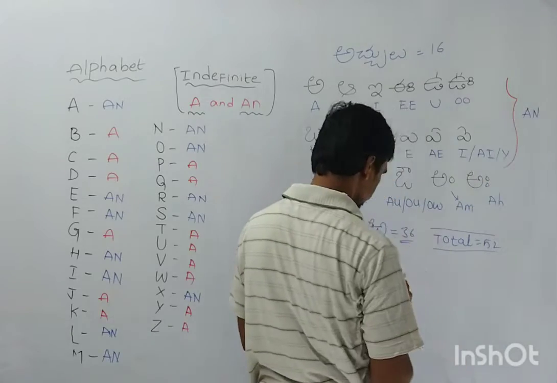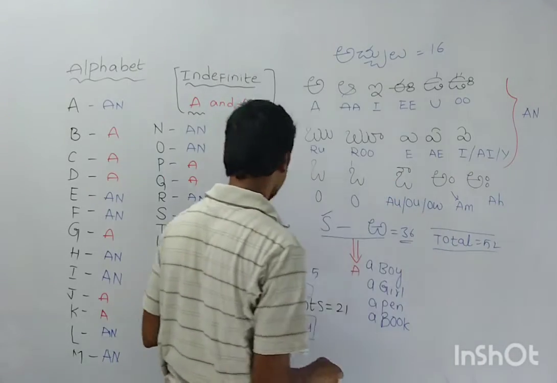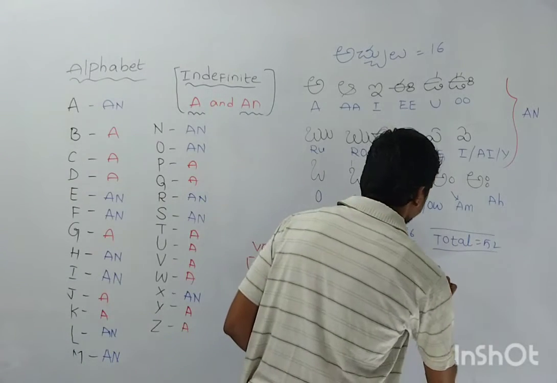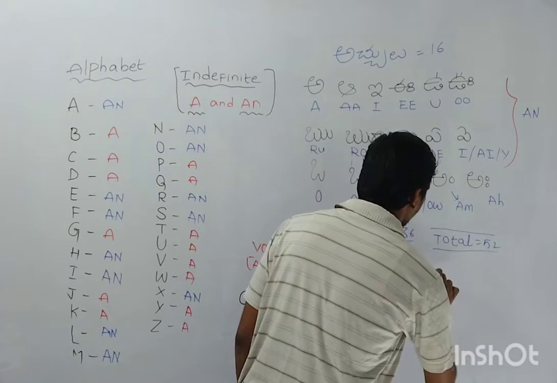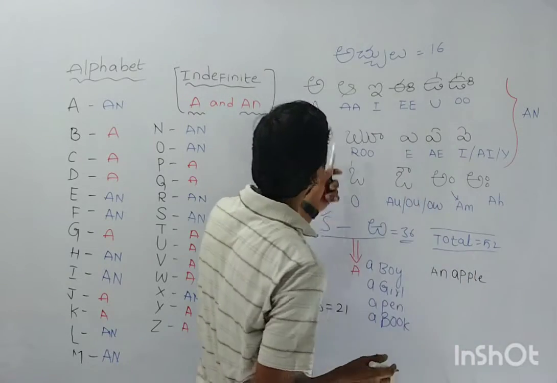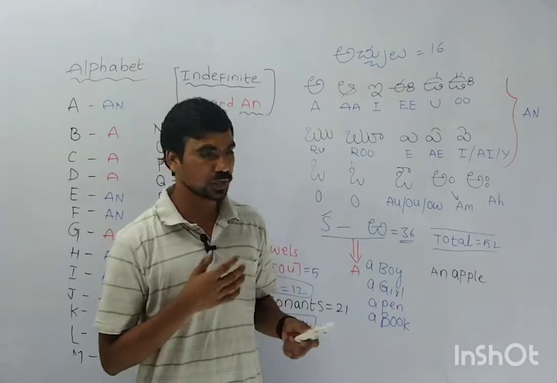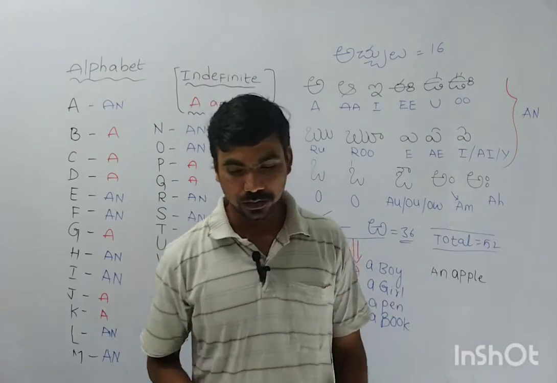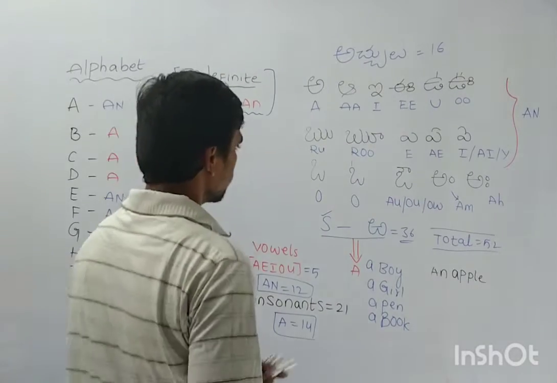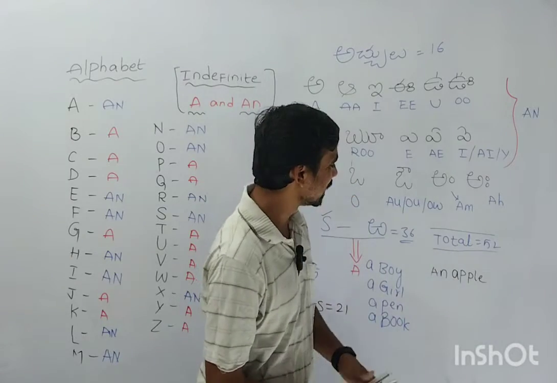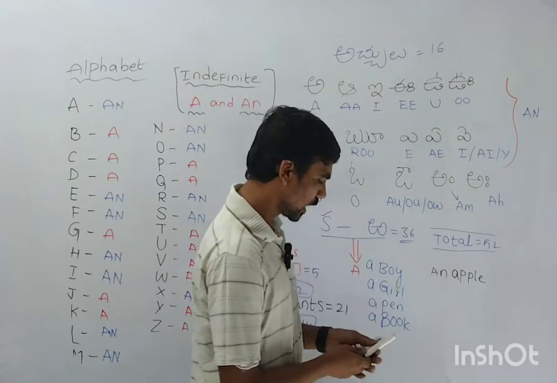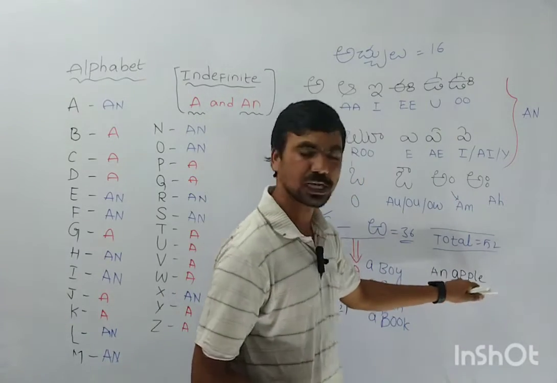Now I am going to write an. So how to use an? As I told you, the sound matters. The a is completed. Now an: an apple, A-P-P-L-E. What is the sound here? Apple, a sound. So an apple I wrote. One more thing you will understand: an apple, right.